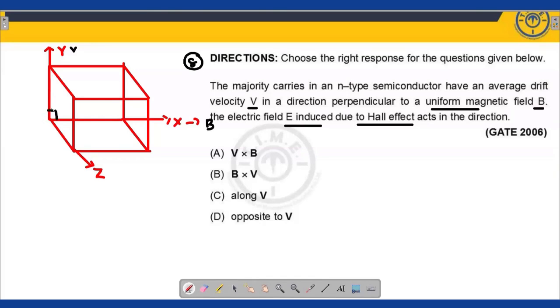perpendicular to the V. Okay, now he is asking what is the electric field induced due to the Hall effect. The electric field that is induced, my dear friends, in the Hall effect. Okay, so that particular thing I would like to tell you. Generally, Hall effect always obeys what kind of formula? Hall effect always obeys the Lorentz force formula. Okay, what kind of formula? Lorentz force formula.